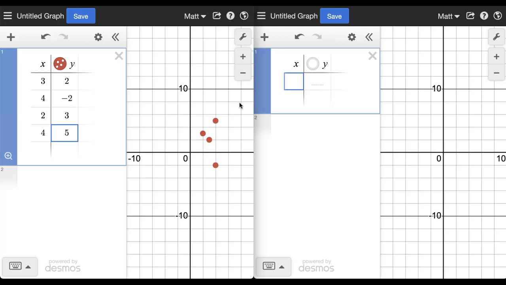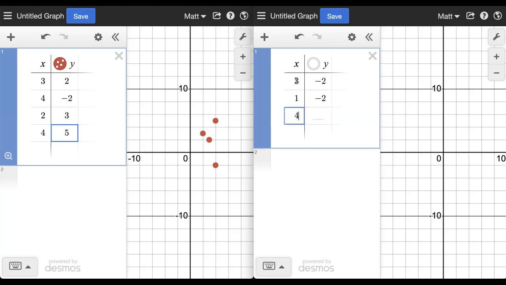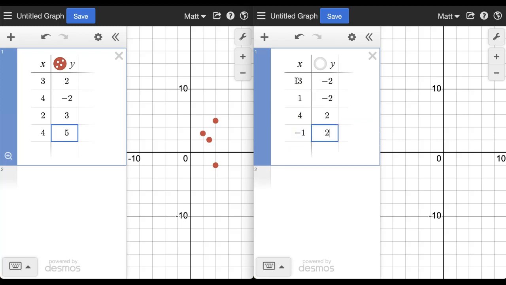Number 8, we'll do the same thing. Let's list the points. We have (3, -2), (1, -2), (4, 2), and (-1, 2). Okay, so if I'm just analyzing the x values here, there's no repeating x values. So there's no chance that any x value has a duplicate y value. This should be a function.